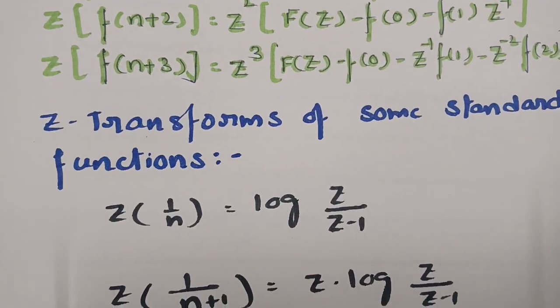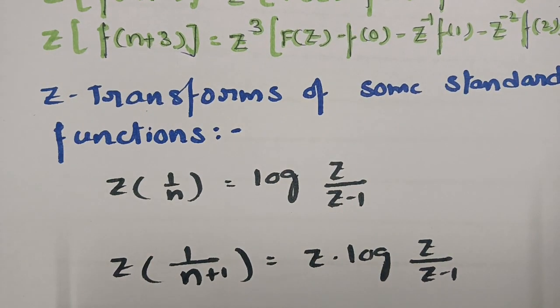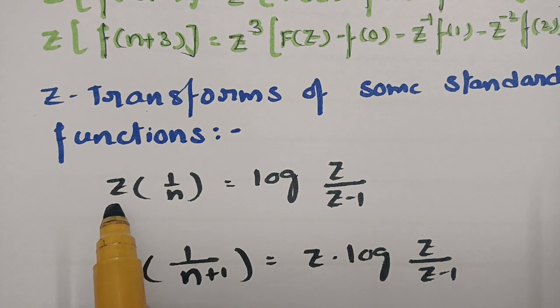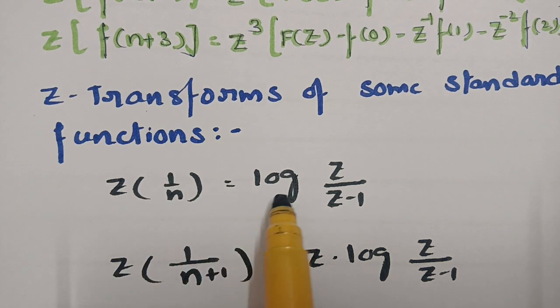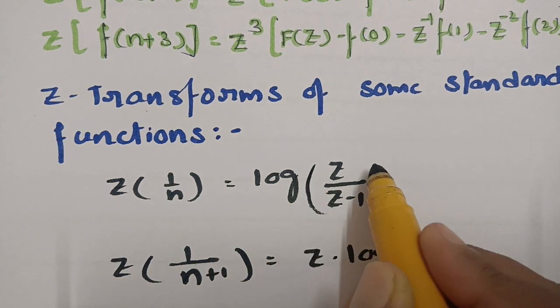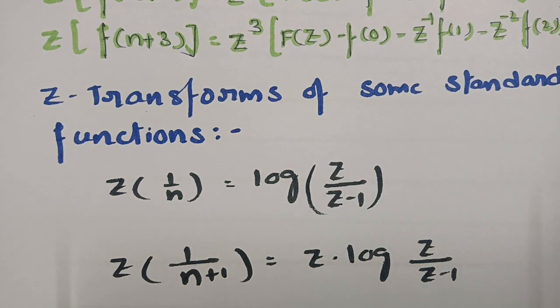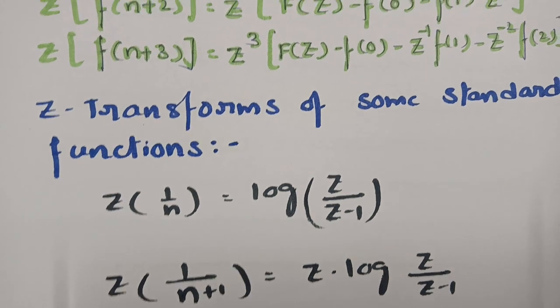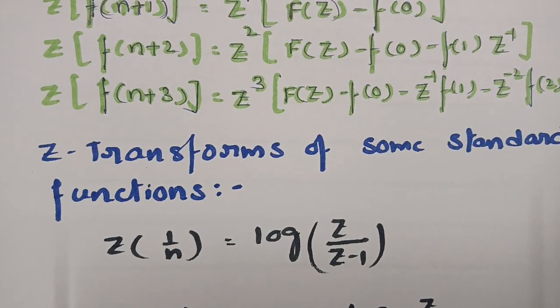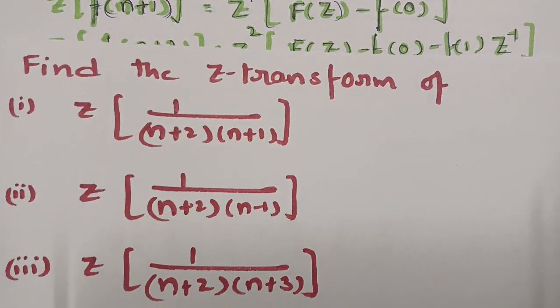And here are some standard functions which you have to keep in mind for solving the most important repeated questions. That is, Z transform of f(n) is equal to log of, see here, log of z by z minus 1, and Z transform of 1 by n plus 1 is equal to z into log of z by z minus 1. So these are all the properties needed for solving the most important questions using shifting theorem.